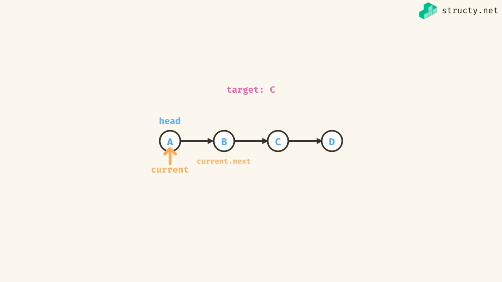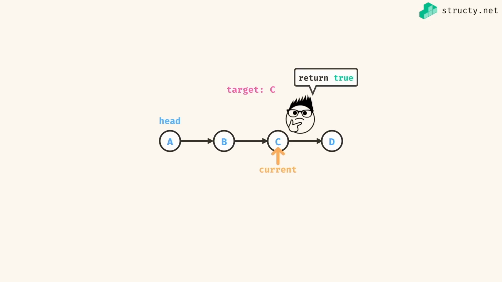I know that current also has a next property, so I'll update current to be current.next. And then I check, is B equal to C? It's not, so I keep going. And finally, I can hit a point where I see that my current value of C is equal to my target value of C. And so I can just do an early return true, right? Once I find a match within my linked list, I can just return my final answer.